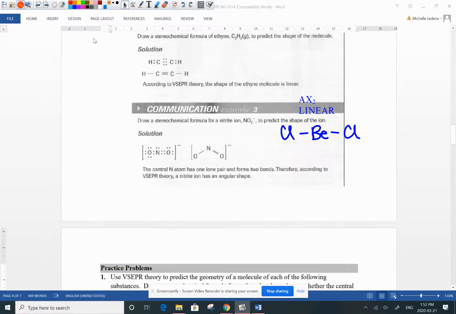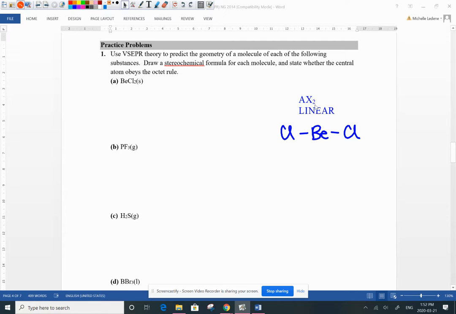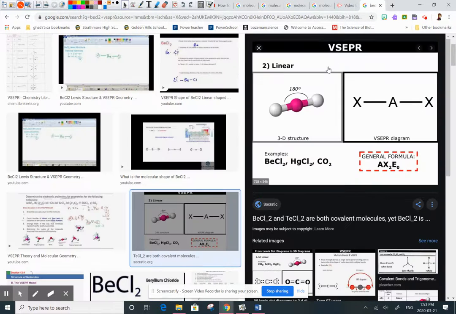So how do we draw that guy out? Okay, so our finished product, AX2 linear, and then when we're doing our stereochemical diagram, Cl, straight line, Be, Cl. See what I mean? Linear, it's just a straight line. And we can see an example of that in, here's just a website that I found that has an example of BeCl2. So yeah, here is our Be. Here's a Cl, here's our other Cl, and it's a straight line. Okay, and that is an example of how we do a linear molecule, and this one does not fit with the octet rule.